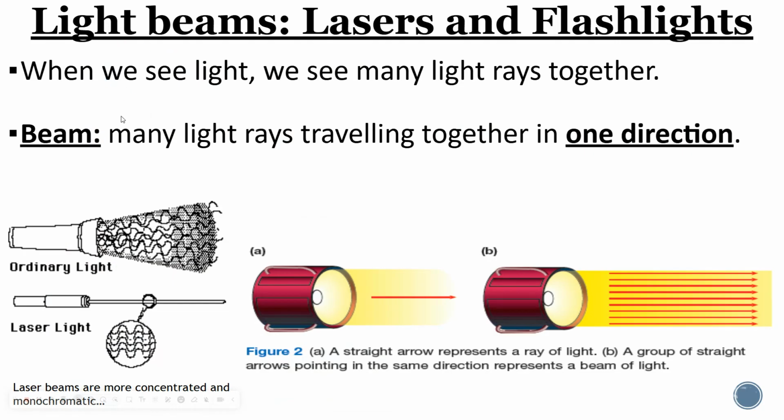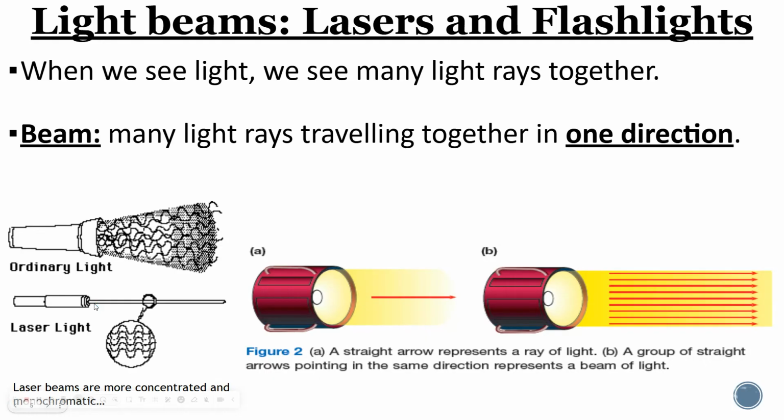Very quickly, let's take a look at what's called a beam. So here we have a light bulb or a flashlight and a laser, and they essentially throw out rays of light. And when you have many rays of light traveling together in the same direction, we call that a beam of light. So we have a beam from the flashlight here, and then we have a beam from the laser.